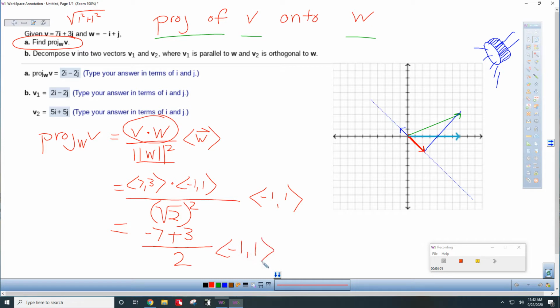So what do you get over here? You get 4 divided by 2 is 2, and 2 times this vector is <-2, 2>. So, oh my gosh, look at that. That's exactly what we understood visually.